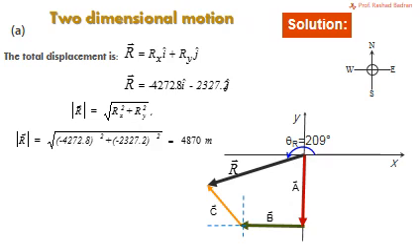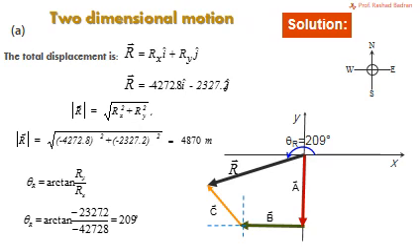and we get 4,870 meters. To get the angle, divide the y component by the x component, and you get an angle of 209 degrees with respect to the positive x-axis.